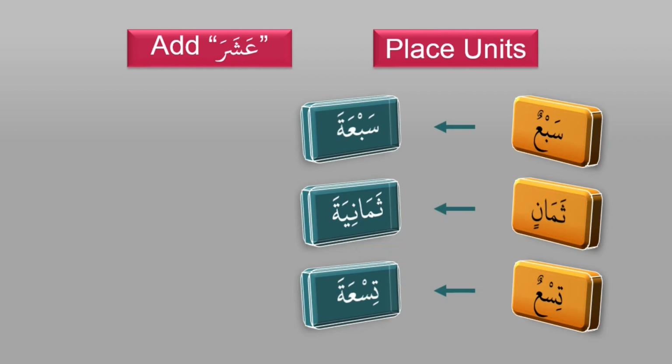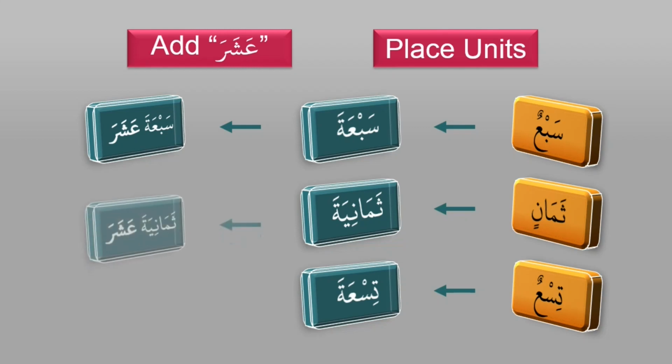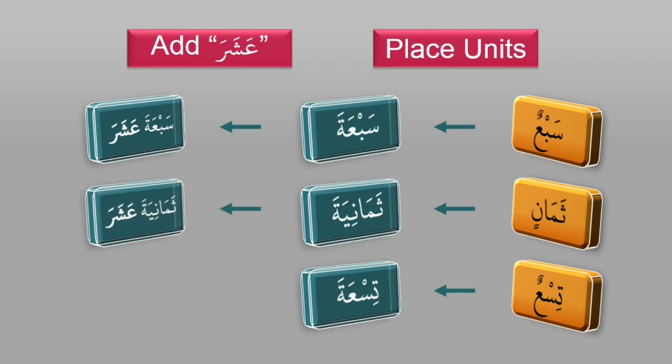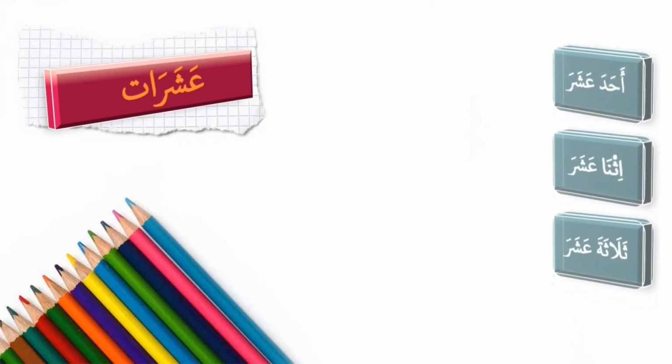So when we add ashara to sab'ata, we get sab'ata ashara, 17. When we add ashara to thamaniyata, we get thamaniyata ashara, 18. And lastly, when we add ashara at the end of tis'ata, we get tis'ata ashara, 19.